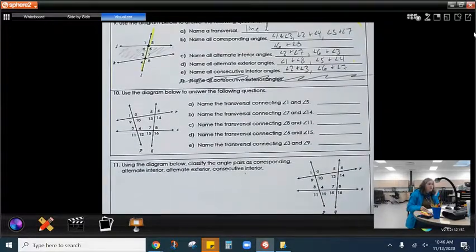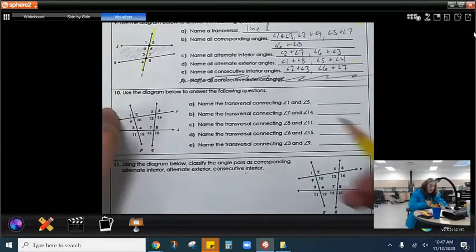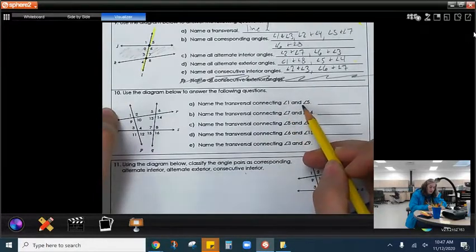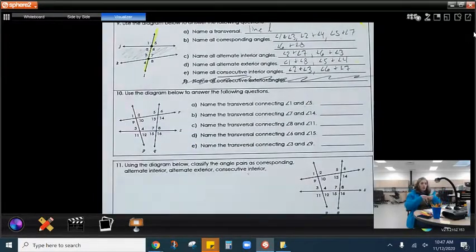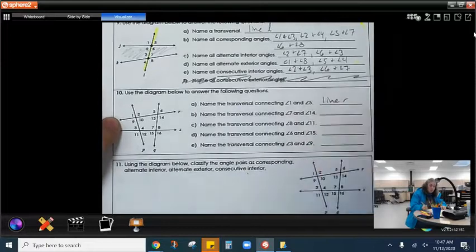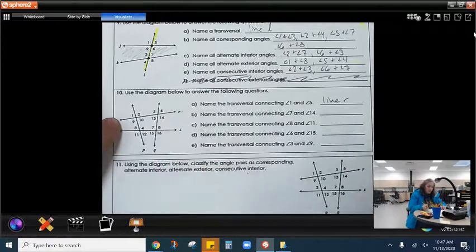All right, our next one is a little complicated, so I want us to do this one together, okay? So we want to name the transversal connecting angle 1 and angle 5. Angle 1 and angle 5. Which transversal, which line do they both touch? Do they both share? They share line R. 1 and 5 are both on line R.